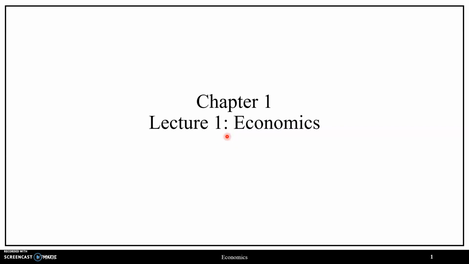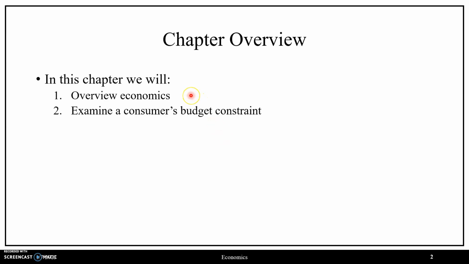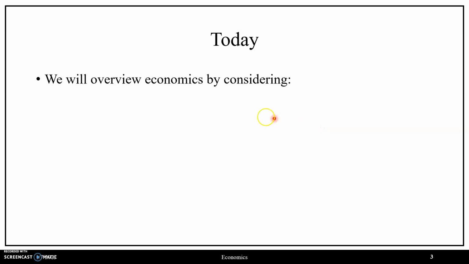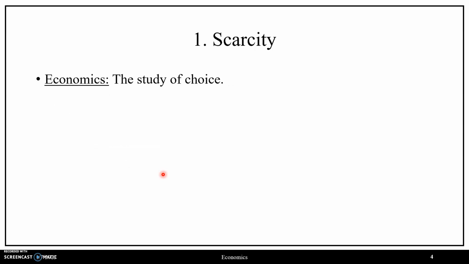In this video, we begin a discussion on Chapter 1, where our overall objectives will be to overview economics, examine a consumer's budget constraint, as well as to examine a firm's production possibilities frontier, where in terms of today's video, we seek to overview economics by considering scarcity, agent problems, markets, aggregate markets, intervention, as well as distinguishing between micro versus macroeconomics. Where to begin?